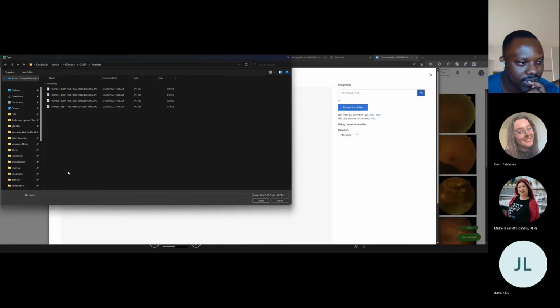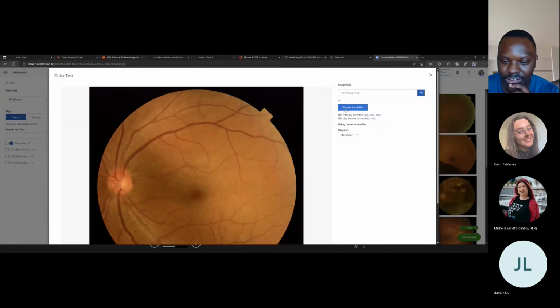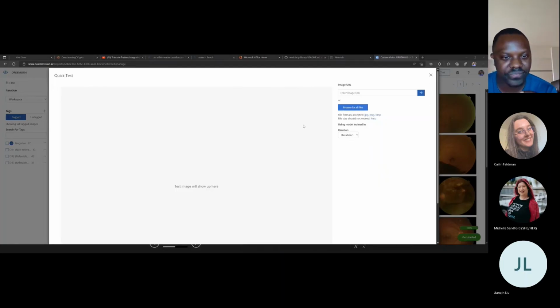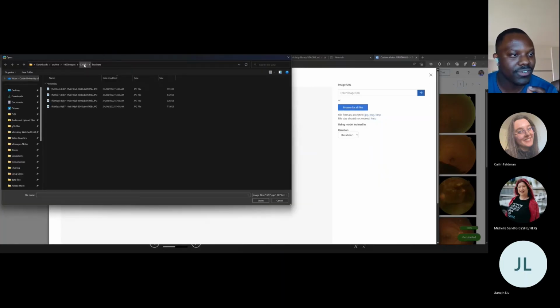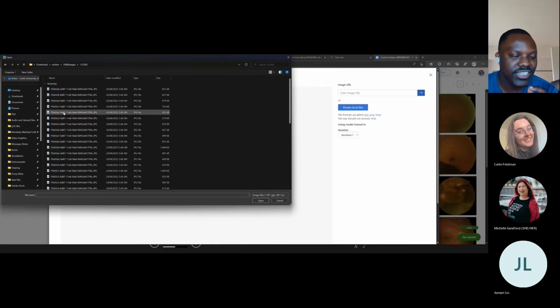So test data. Let me see this one. DR1. So this has been, it's negative, which is incorrect because we got that from the DR1 data set. Let's try another one. So say DR2. But to be fair, DR1 is not easy to identify because as we noticed, it looks very much similar to the negative.